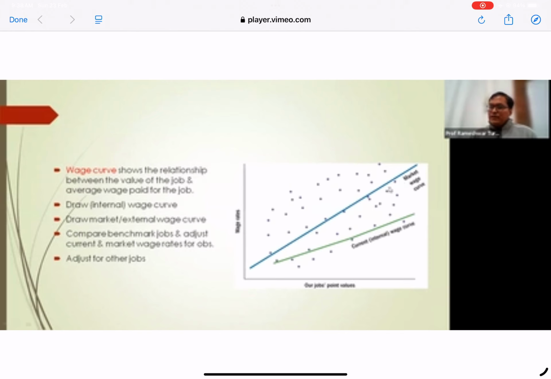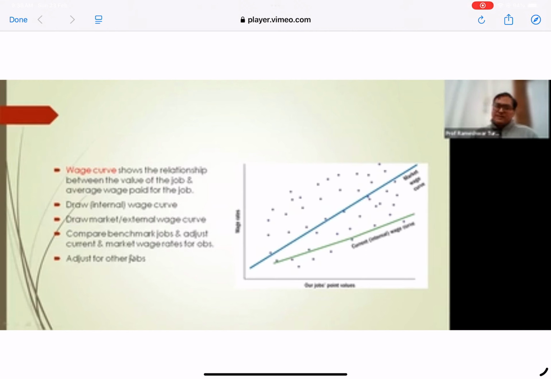Then this curve will give you an idea for 100 points, what is the market rate? 100 points is 1 lakh market rate, which means for 1 point, the slope of this line will give you that. 1 point is 1,000, and you want to pay 5% more, then multiply 1,000 by 1.05, you will get that and use that.